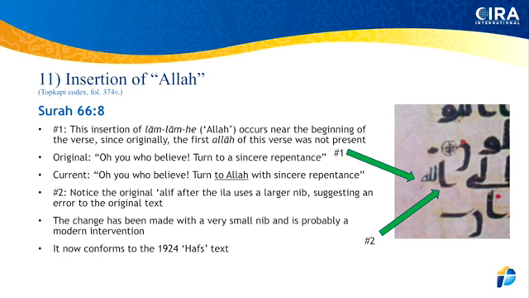So now originally it says, O you who believe, turn to a sincere repentance. Allah is not there. That's right. Like the other ones we saw, the number two corrections, where we did 9 of these, where Allah has been added in. It's now put as, O you who believe, turn to Allah with sincere repentance. Now look at arrow number two. Notice that the original aleph that it's pointing to after the illa uses a larger nib, suggesting an error in the original text. The change has been made with a very small nib and is probably a modern intervention. It now conforms to the 1924 Hafs text.